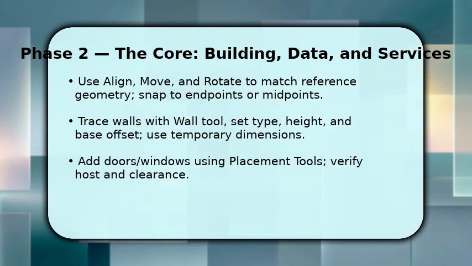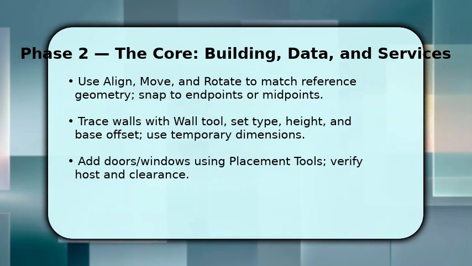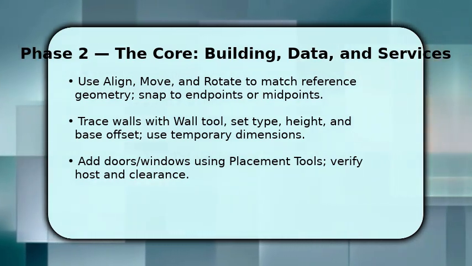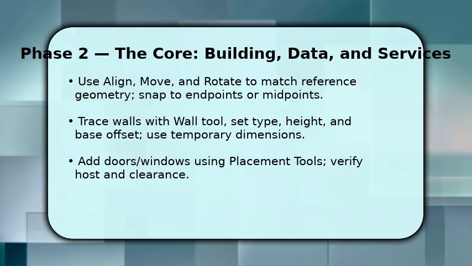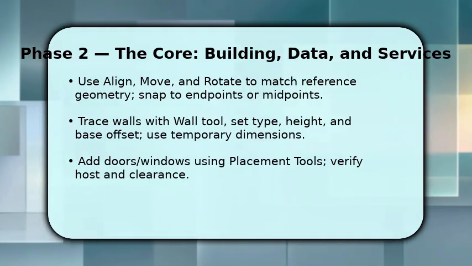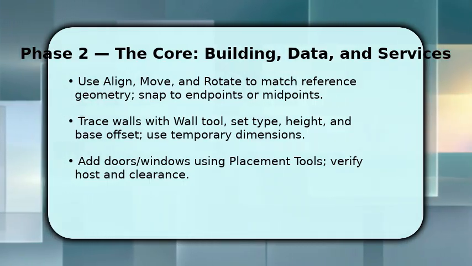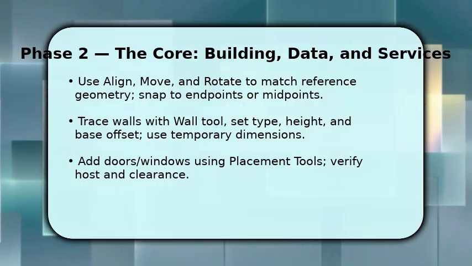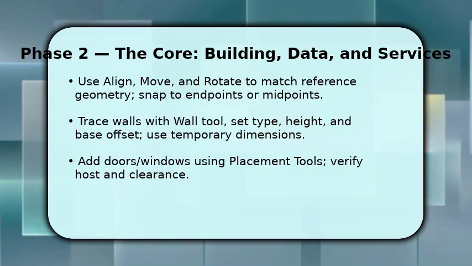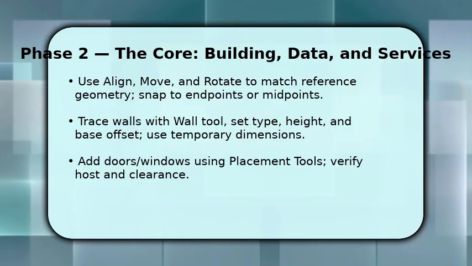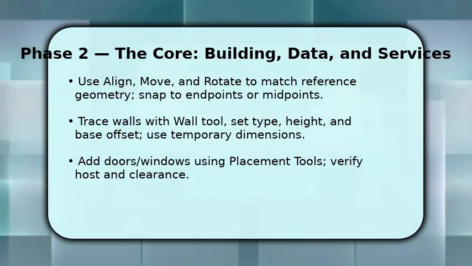Once the reference is placed, align it to grids or existing elements. You want a clean base to trace from. Use the Align tool to snap corners and the Rotate tool for any skew. Then, use the Wall tool and pick the traced lines. Set wall type, finish heights, and offsets as you go so they match the plan. While tracing, switch between temporary dimensions and object snaps for precision, and place doors and windows into the host walls, checking clearances and swing directions.